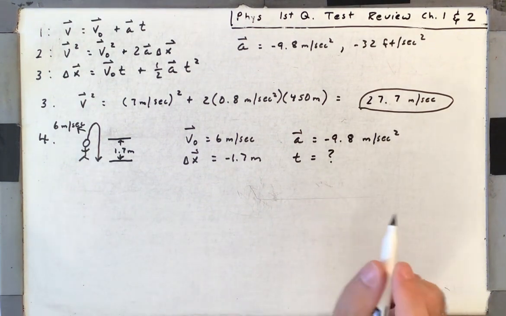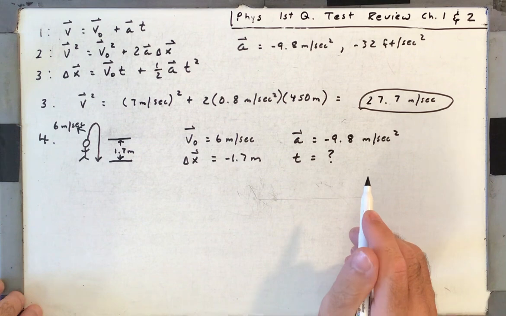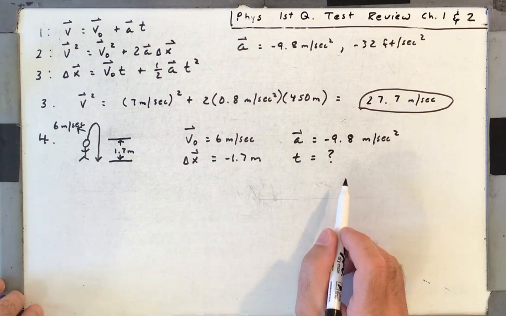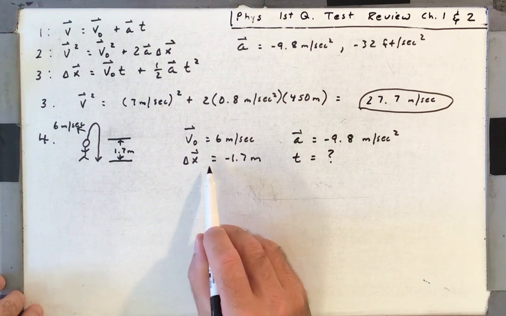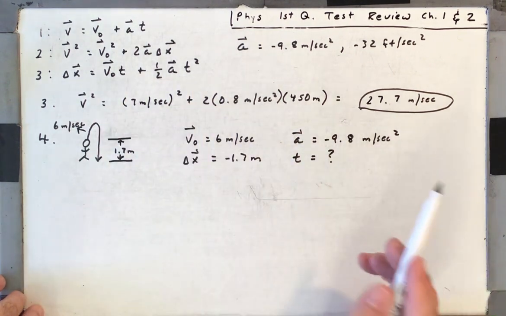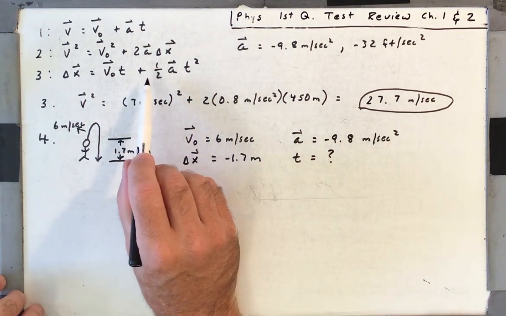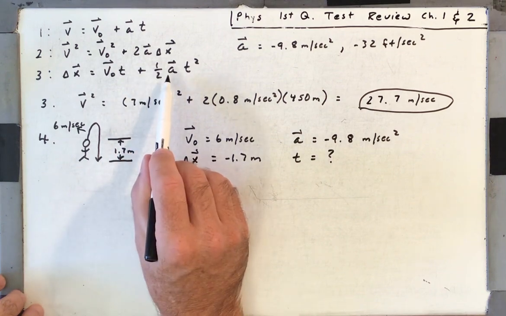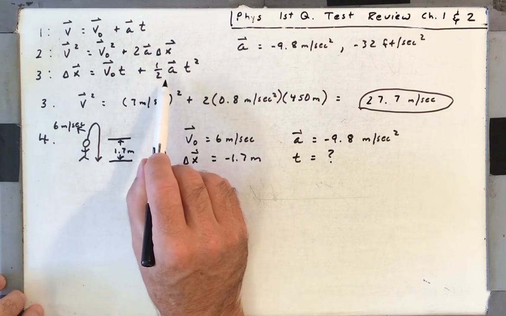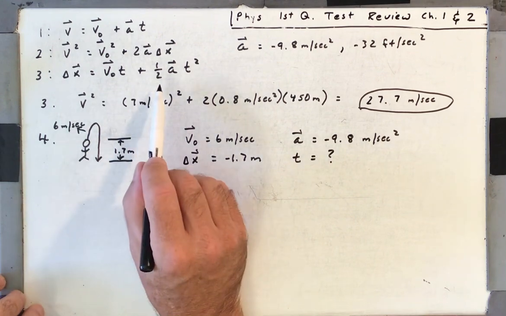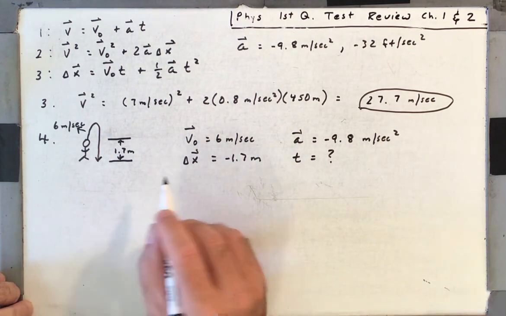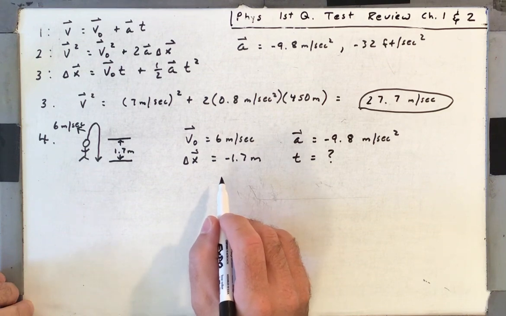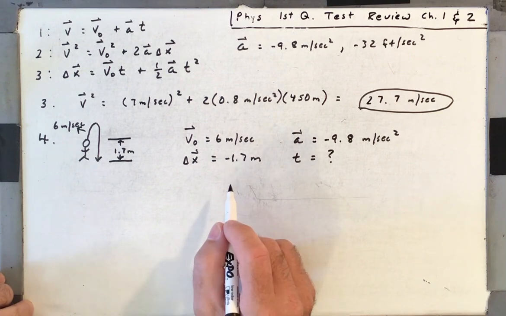Okay, so the issue with this one is we're either going to, if we use the delta x equation that has time in it, equation 3, it's going to be a quadratic formula type of situation. So we're going to have to use the quadratic formula to solve for time. So we could do that, but most students would rather just do it in two separate formulas.